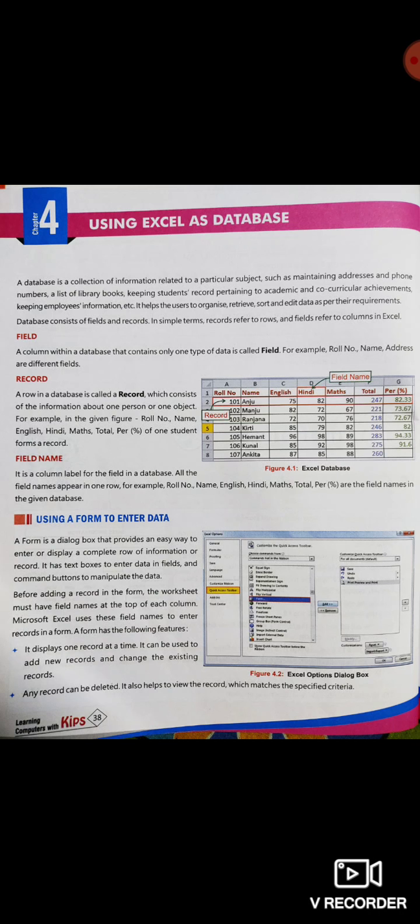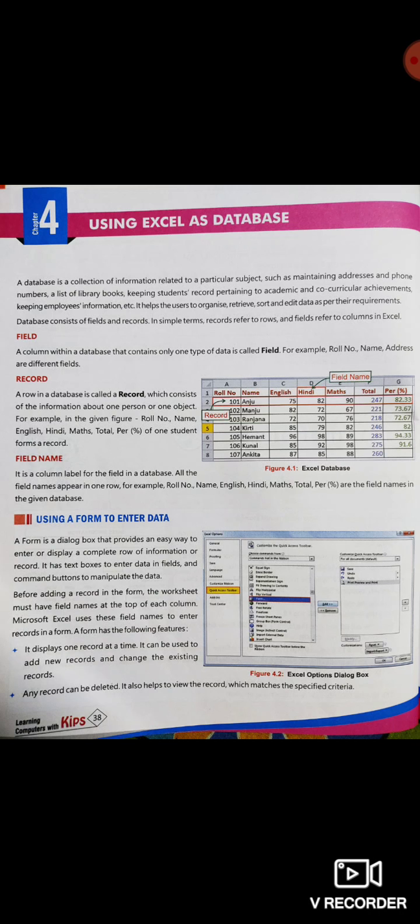Okay, and next thing is record. What is a record? A row in a database is called a record, which consists of the information about one person or object. Okay, so suppose in the roll number column we are having the values like 101, 102, 103. All those things are known as the records. Okay, and there is another thing that is called field name. What is a field name? A field name is basically a column label for the field in a database. So what type of data we put in that field, that label is known as the field name.